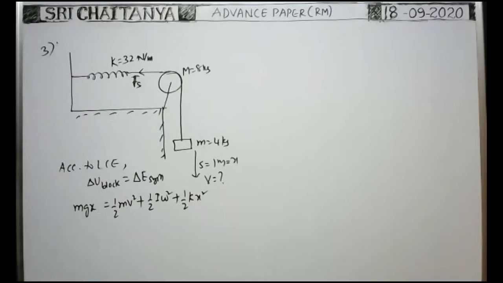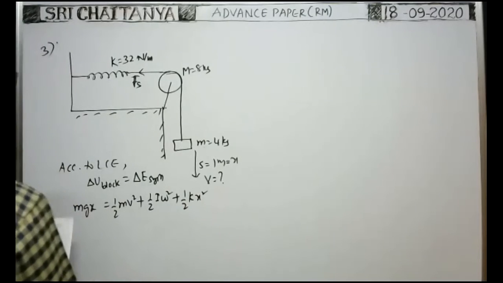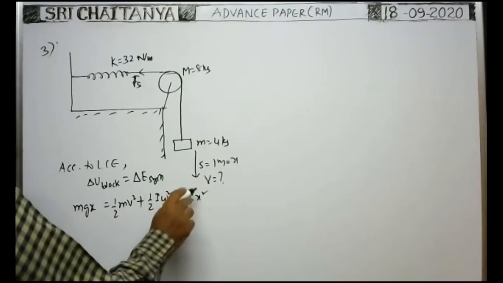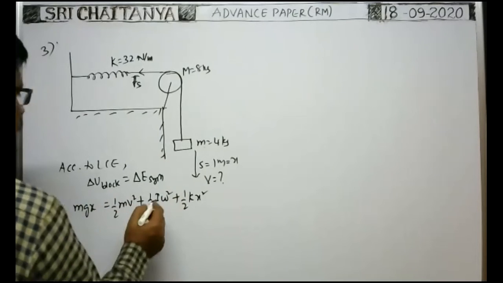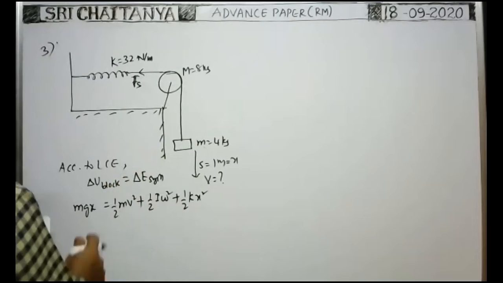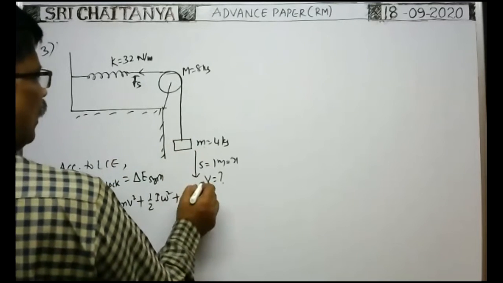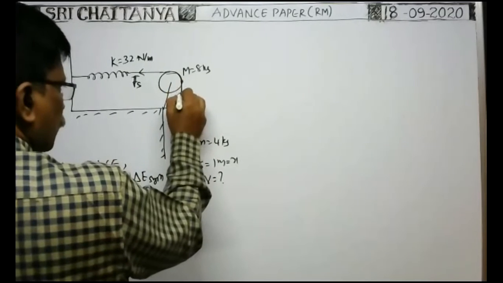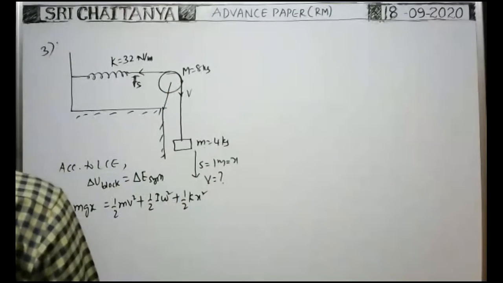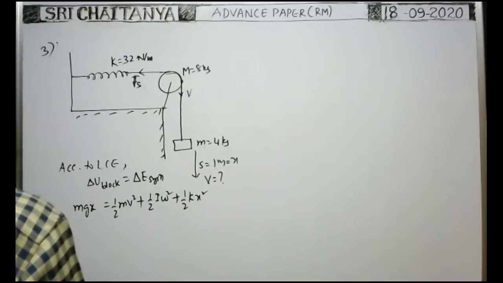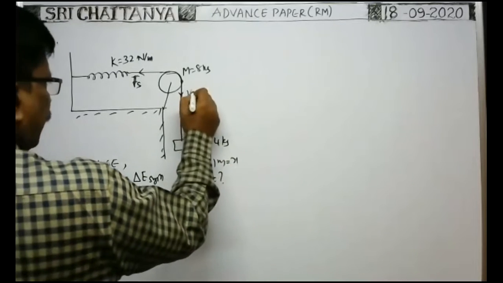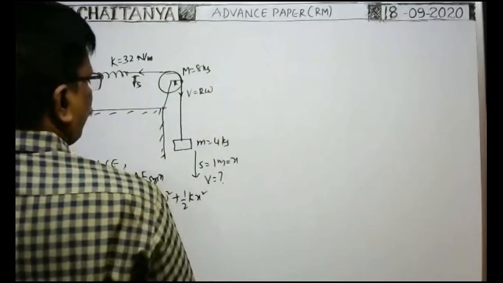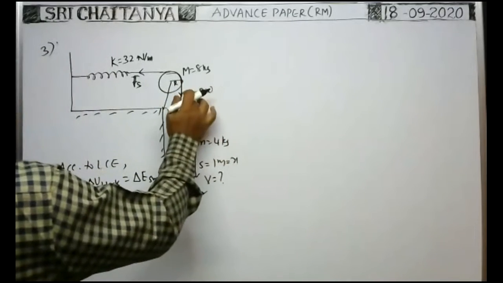Half kx square. Here the x value is given, the k value is given, m is known, g is known. So these values all are known. They asked for the speed only. You write omega in terms of speed v. Whenever the block comes down with a speed v, this point of contact also comes down with a speed v only, no? That's why v can be written as the radius r into angular velocity omega. That's why omega is equal to v by r.